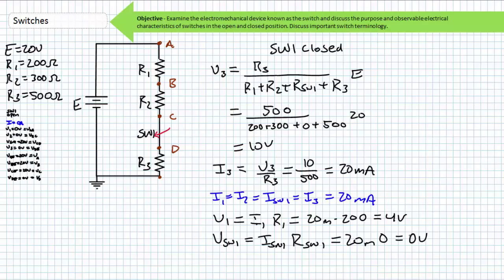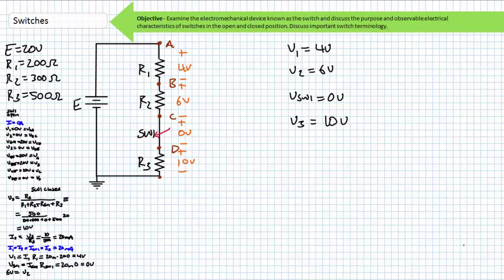We can now use Kirchhoff's voltage law to solve for the remaining voltage drop V2. Kirchhoff's voltage law analysis of this series circuit suggests that our rise E equals the summation of our drops V1 plus V2 plus VSW1 plus V3. Substituting in the given value of our source and the calculated values of V3, V1, and VSW1, we can solve for V2, where V2 is found to be 6 volts.